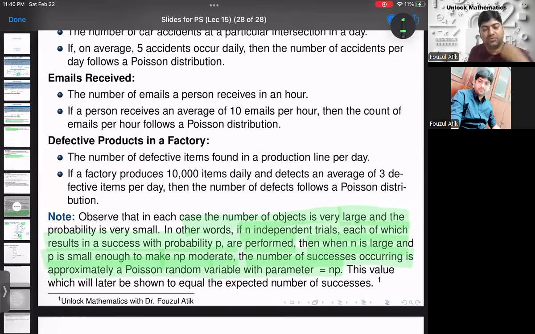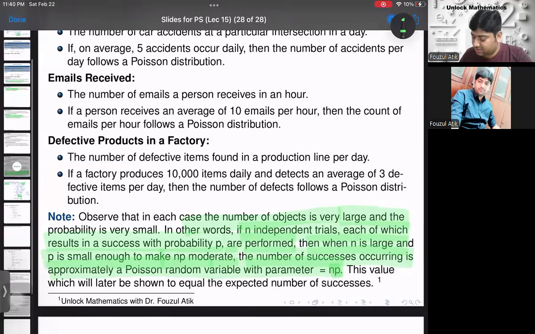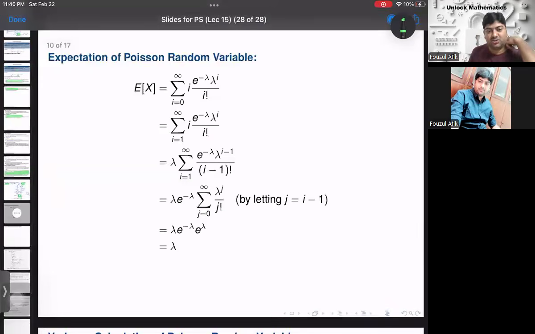So the value which will later be shown, we have already seen, this n into p is the average one, and it is the expected value of the Poisson random variable. Clear? We'll do a few more examples. Before that, let us just calculate the variance of it. So what is the expectation? We have already calculated. It is lambda.